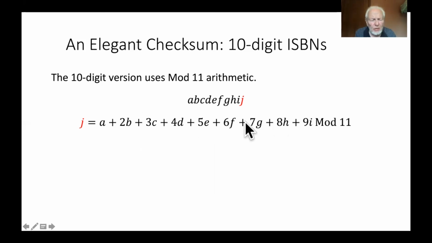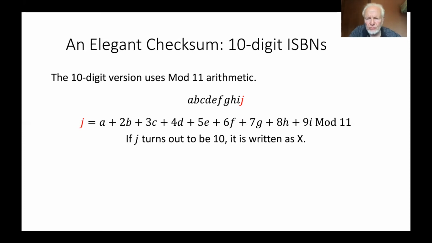Now, you'll spot a problem straight away: if you add up all those numbers mod 11, every now and again, the answer is going to be 10, which is not a single digit. Well, it is if you write in the Roman numerals, so that's what we do. If J turns out to be 10, it's written as X. Okay, so strictly speaking, these are not numbers anymore.